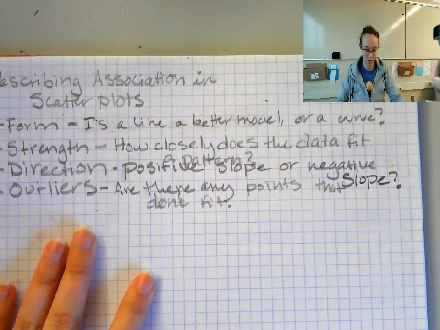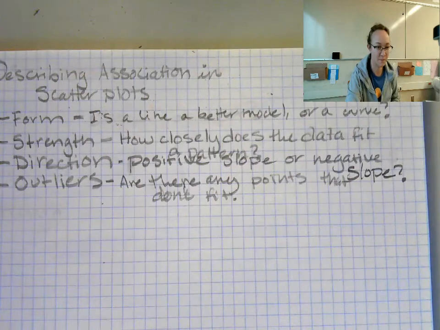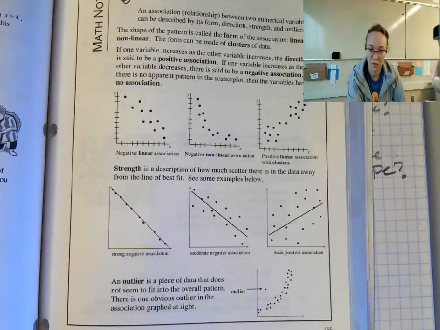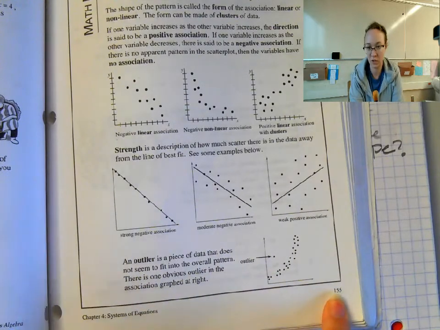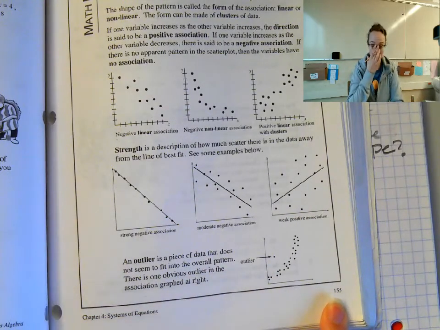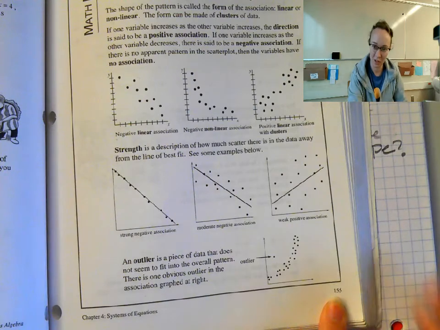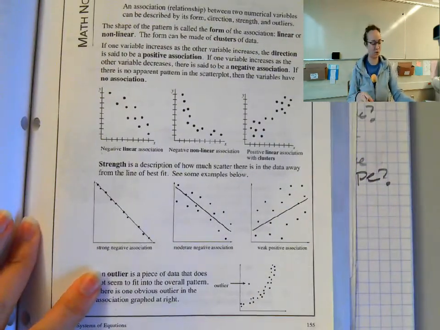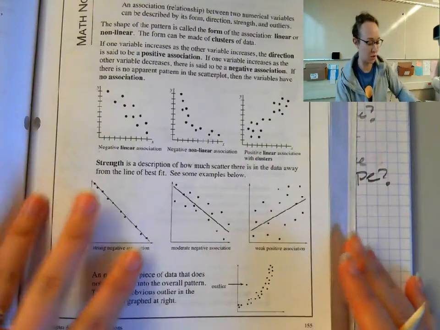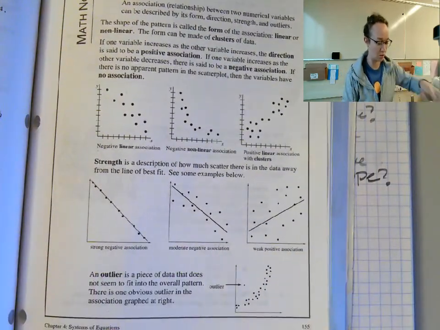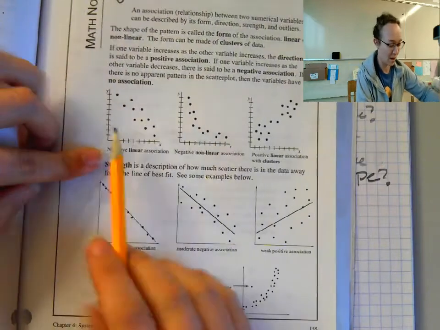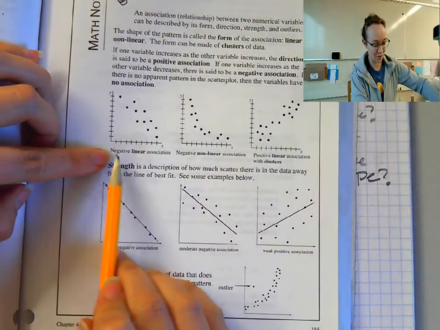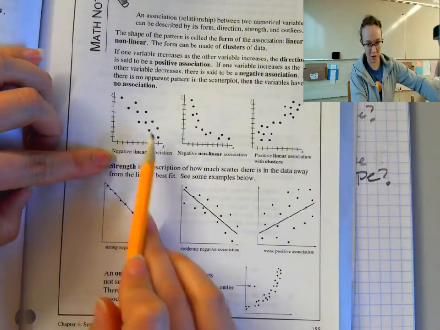Okay, so let's look at some examples. So this page is on 155 in your textbook. You may want to just flag it to remind you, or copy some of it, or take a picture of it, or whatever might work for you. So this is just a description. So like a negative association, right, because it's going down.